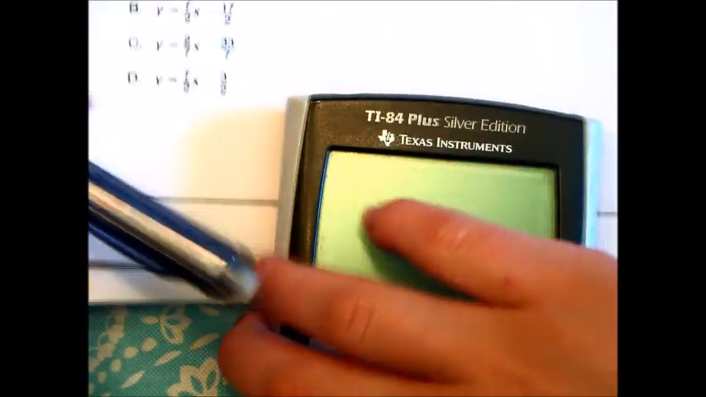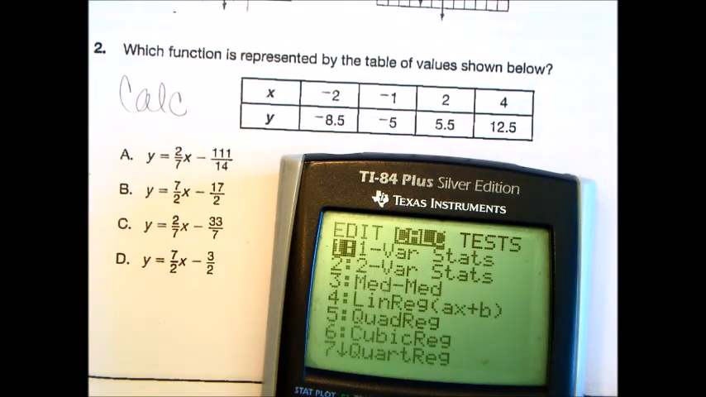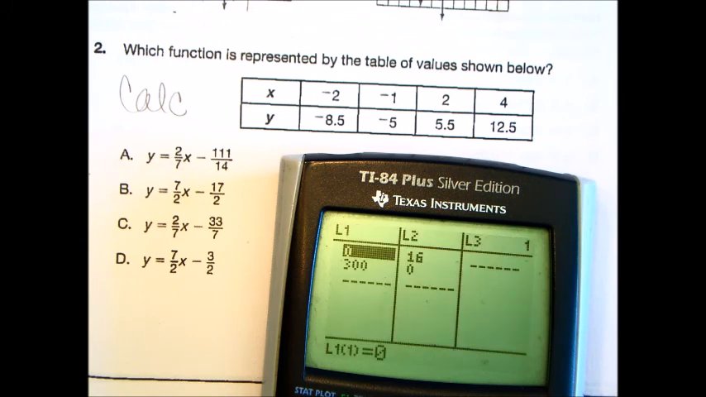Alright, we're going to put those values into the table. So we're going to hit stat, over number 1. We're going to type over these ones. So we're going to put our x's here. And we're going to put our y's over here. And apparently I missed something. Oh, I shouldn't have these ones. How'd I do? I think I got them.